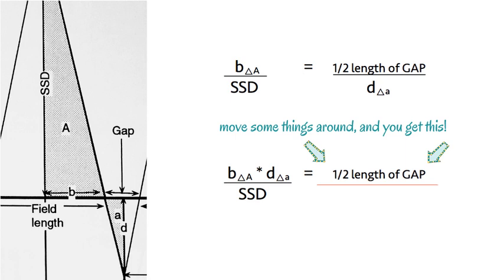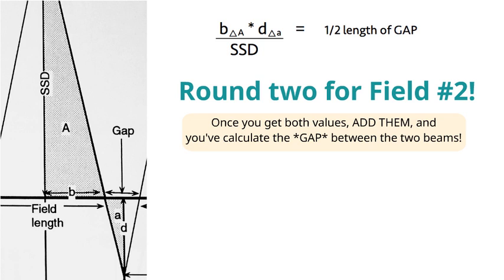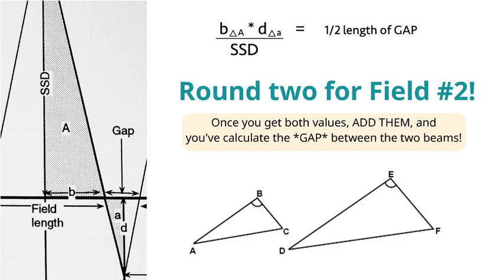For all the math people in here, this simply becomes an equation that looks like this. Once you finish this calculation, you do this again for field number 2, and ta-da! You have calculated the gap between the beams using the concept of similar triangles.